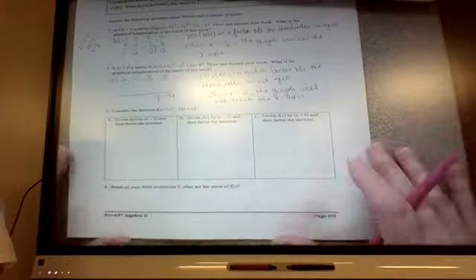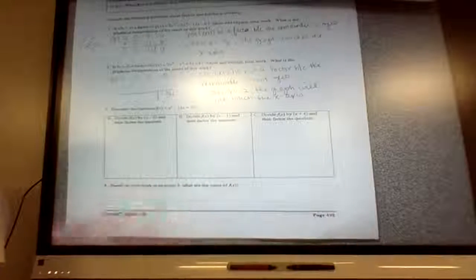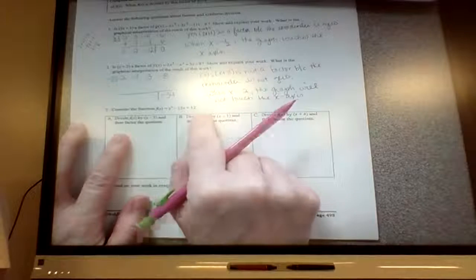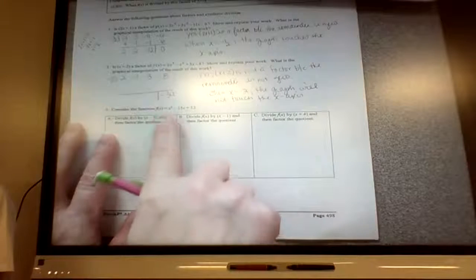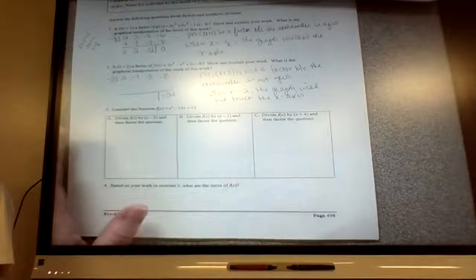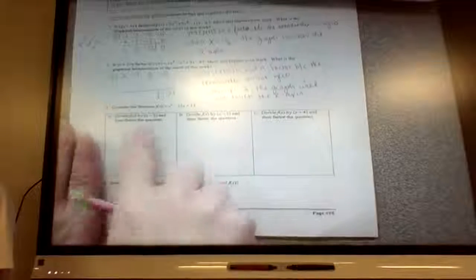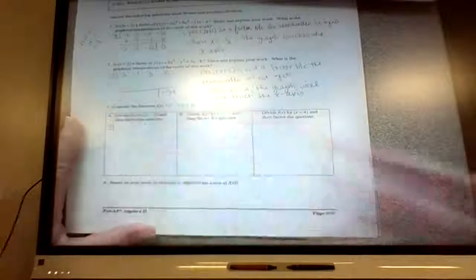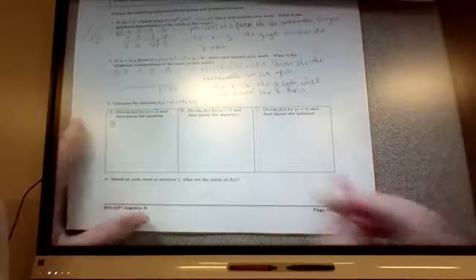Got it? Okay, now divide. This is f of x equals x cubed minus 13x plus 12. Notice they skipped x squared, so you have to put a 0 in. So we're going to put 0, and we need to divide by x minus 3 and then factor the quotient. So I'm going to put a 3 right here, and I'm going to have to write small because there's not really a lot of space.